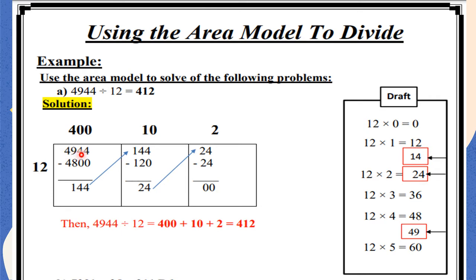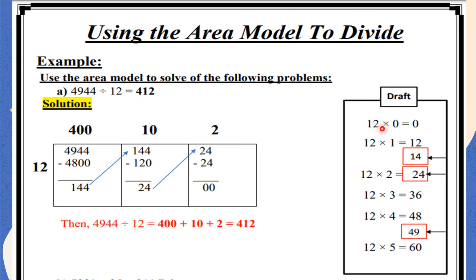And now, let's make 4,944 divided by 12. Can we make all this number divided by 12? No, it's too big. So we will take the first two digits, which are 4 and 9. We have 49 divided by 12. And here we will write the table of 12 till we reach 49, or a number close to 49.